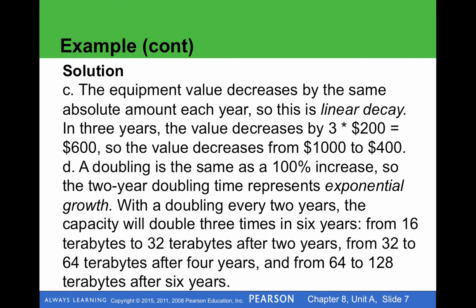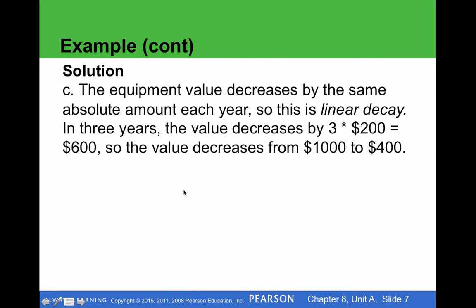With a doubling time every 2 years, the capacity will double 3 times in 6 years. Hopefully that makes sense. From 16 terabytes to 32 terabytes is the first doubling. From 32 terabytes to 64 terabytes is the second doubling. And from 64 terabytes to 128 terabytes after the third doubling, 6 years. So it would be 128 terabytes.